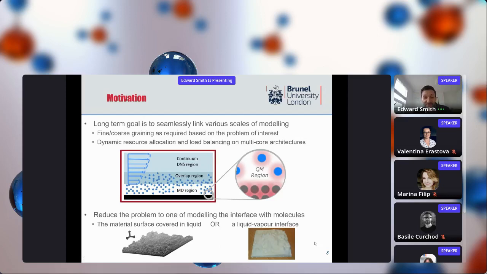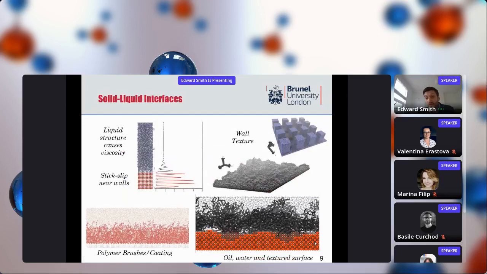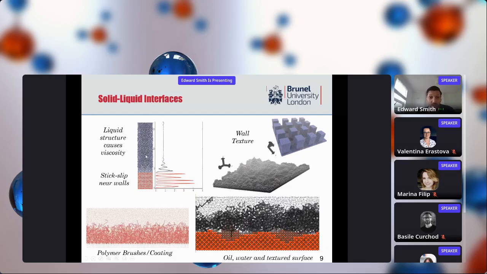Okay, so some examples of solid liquid interfaces. Well, the first thing to note is although I'm talking about fluids, one thing you see in a dense fluid, the type I'm looking at, is it's much more like a solid than it is like a dilute gas.